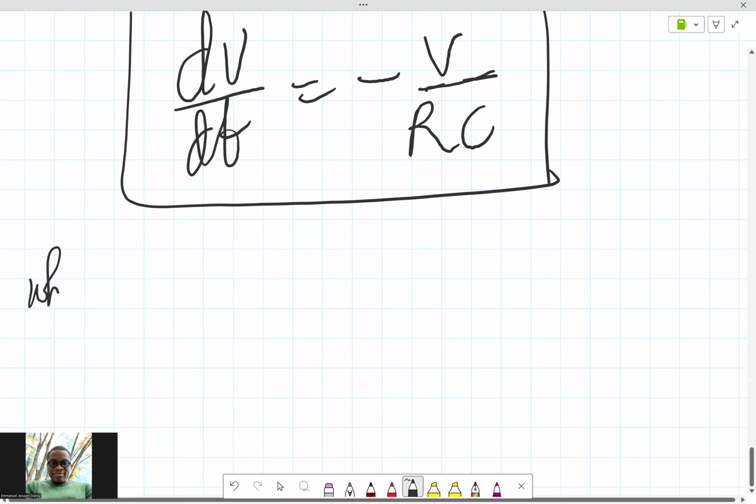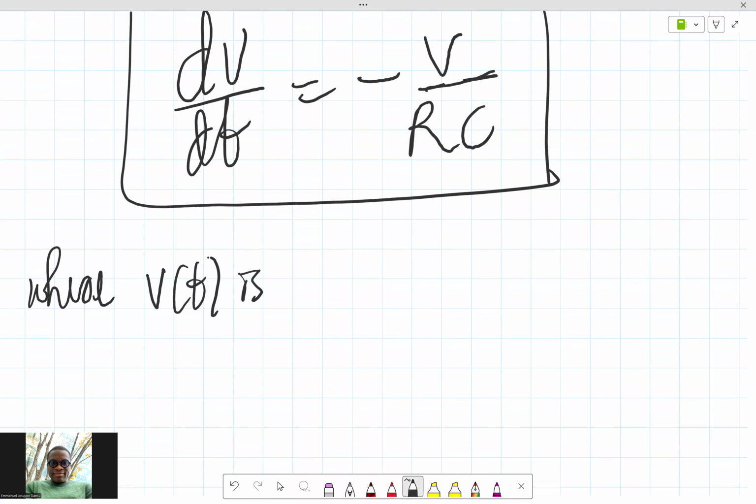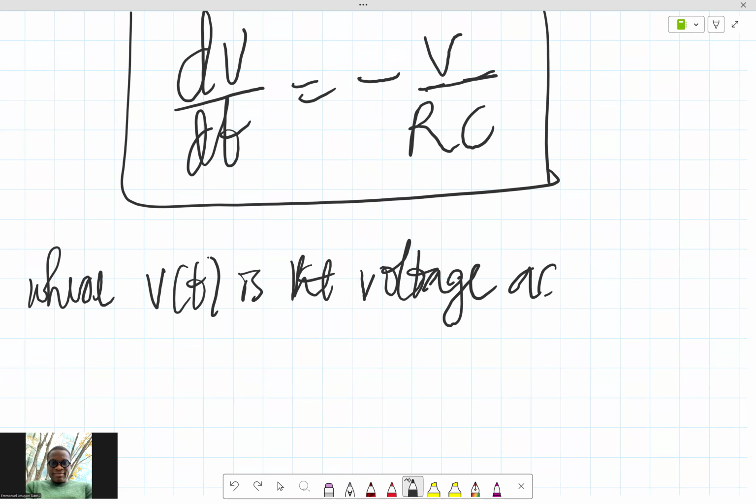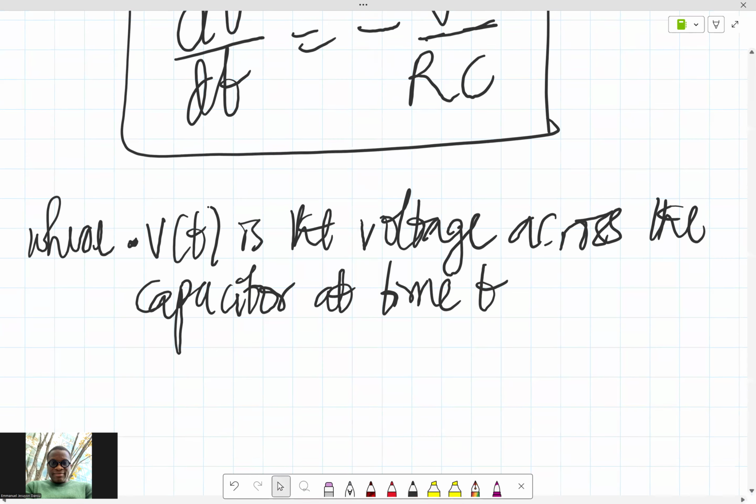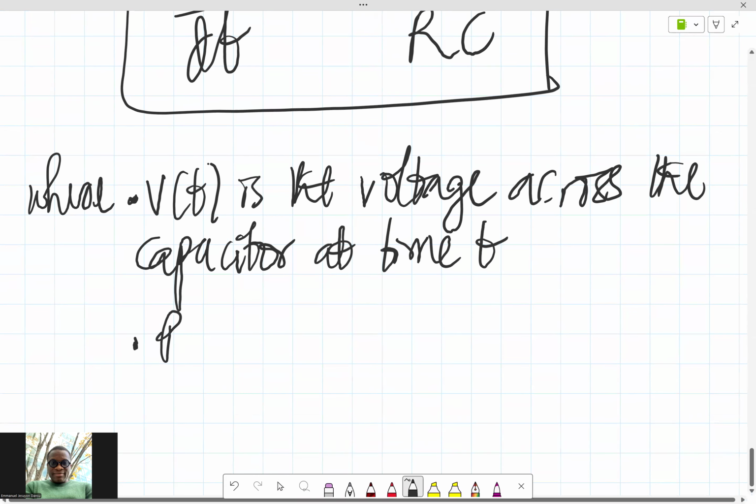Here we have V of t, which is the voltage across the capacitor at time t. Then you have R. R is the resistance.